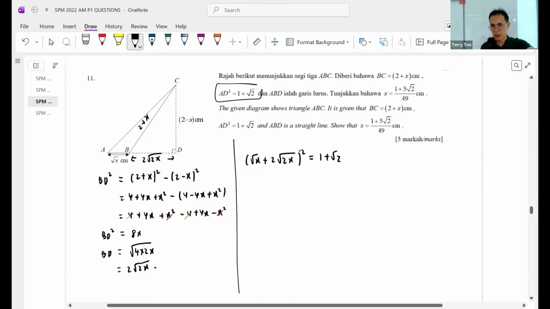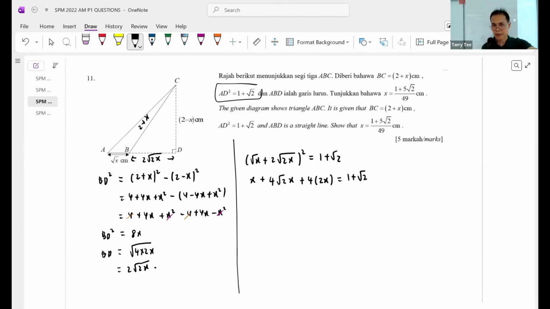Surd x, if I square it, is x. Then 2ab, so it's going to look like this. 2 times 2 is 4, surd x times surd x is x, there is another surd 2x. And take this and you square it. 2 squared is 4, surd 2 squared is 2. The result is 1 plus surd 2. Okay or not okay? Can we simplify further? This is a, right? x plus 8x is 9x. 9x plus 4 surd 2x equals 1 plus surd 2.